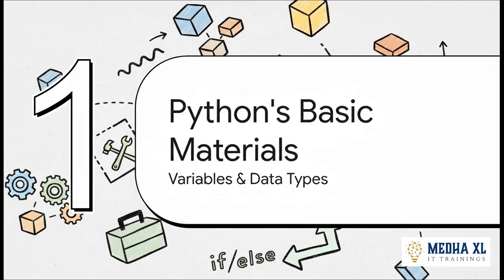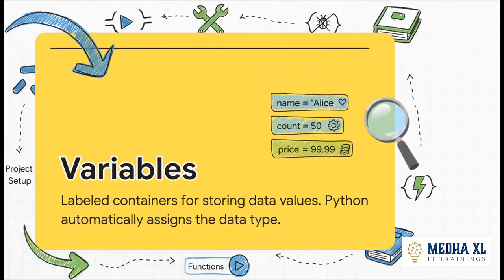Okay, first things first. Every good workshop needs raw materials, right? You can't build anything without them. Well, in Python, our basic materials are things called variables and data types. They're how we store and categorize all the information that flows through our programs. So let's start with variables.